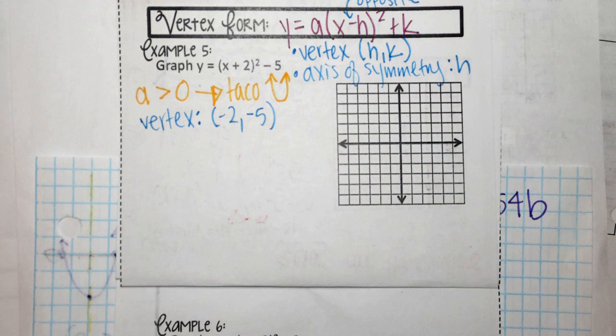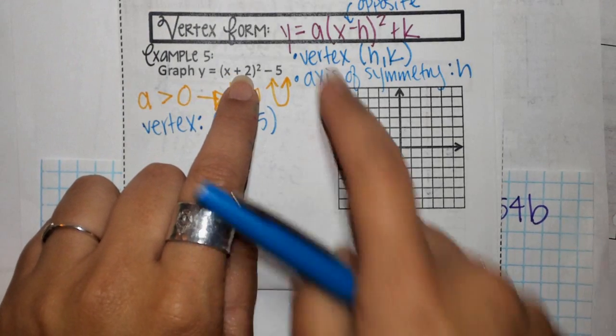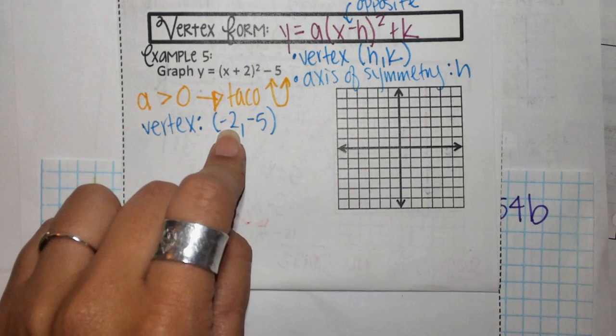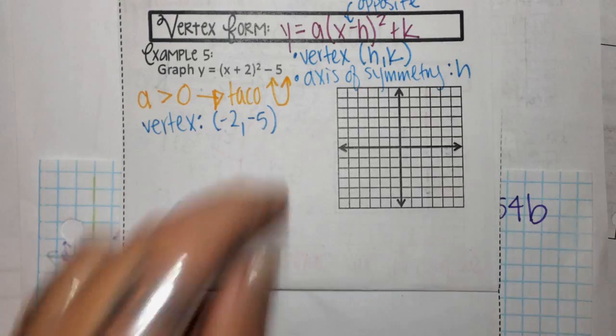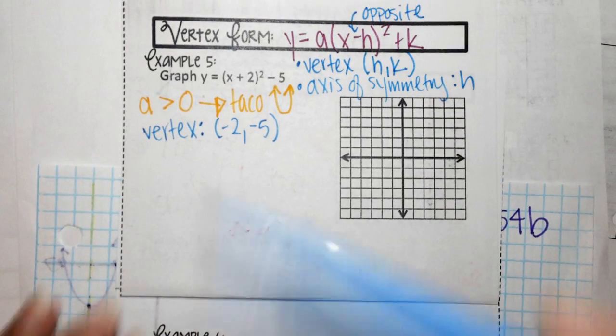Does everybody see how I got that? Does anybody not see? Okay, you take the opposite of this number, that's your H, because it's in the position of H. So since it's positive 2, it's negative 2. And then you take what this number is, that's your K, so it's negative 5. Does everybody understand?